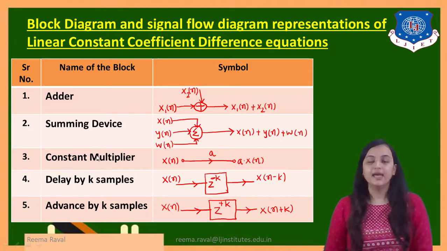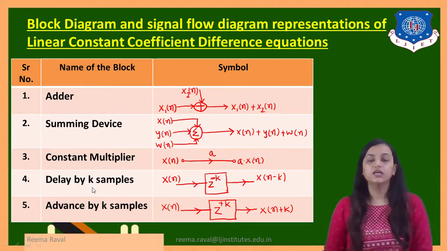Next is the constant multiplier block. What is a constant multiplier? Whenever you multiply the input with a constant value, for example 2, 5, 10, 50, whatever the constant value is, you need to multiply it like this. This is the input x of n, to which a constant value a is multiplied. So at the output side we will get a times x of n, that means the constant multiplied with the input value.